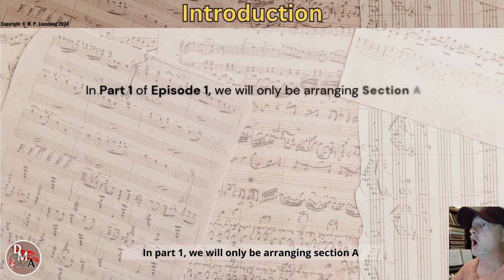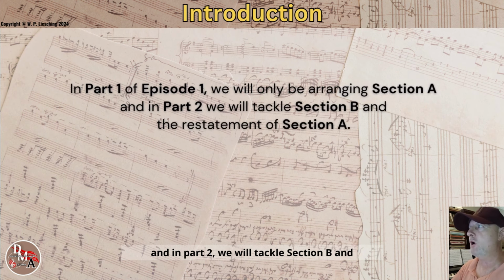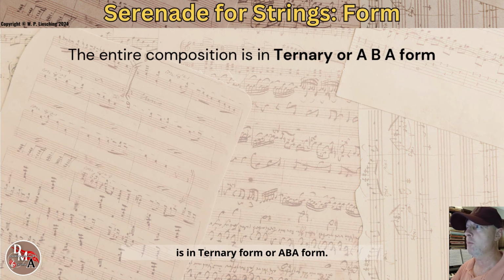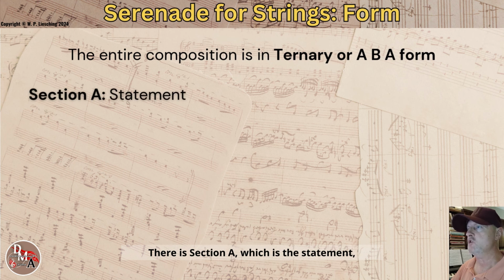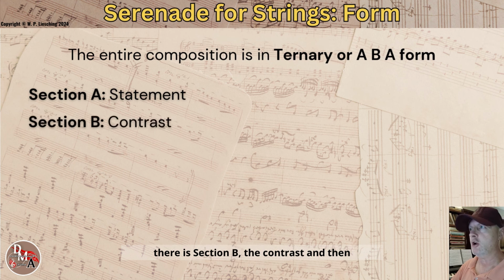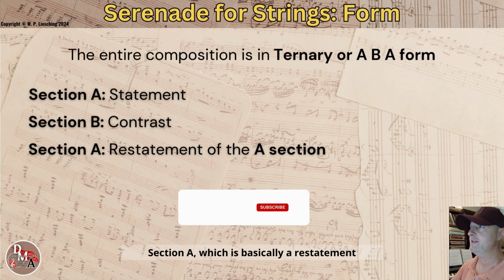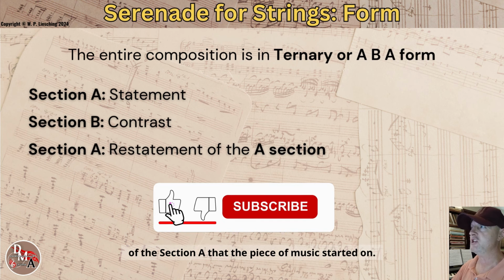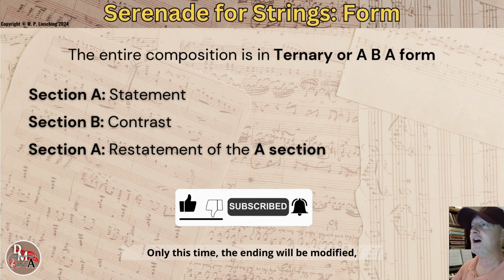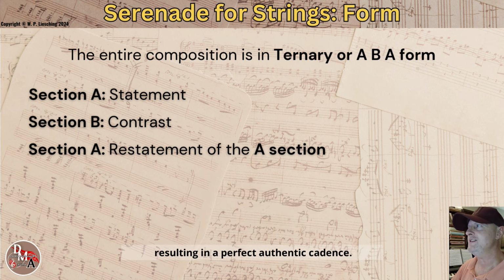In part 1, we will only be arranging section A, and in part 2, we will tackle section B and the restatement of section A. Now, the entire composition is in ternary form or ABA form. There's section A, which is the statement. There's section B, the contrast, and then section A, which is basically a restatement of the section A that the piece of music started on. Only this time, the ending will be modified, resulting in a perfect, authentic cadence.